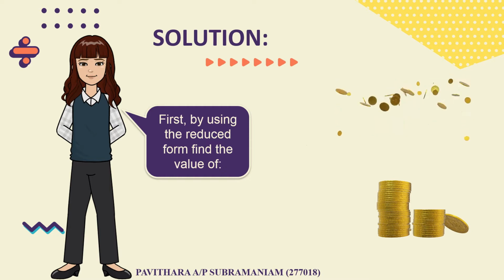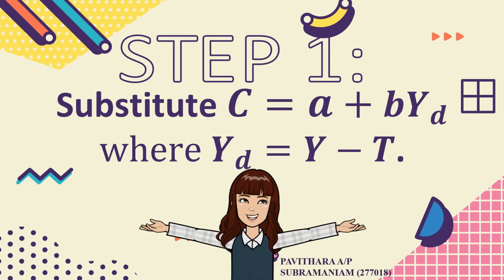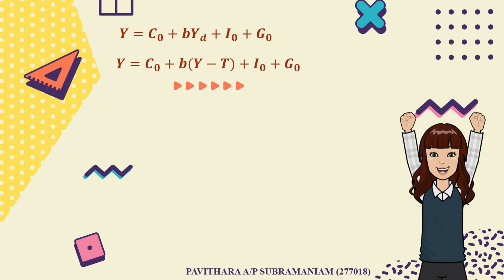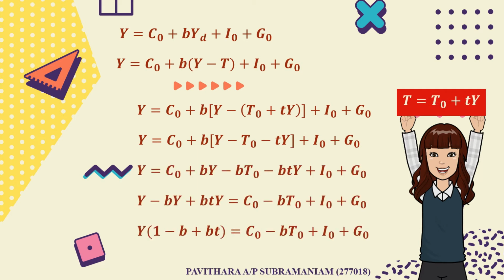First, by using the reduced form way, we need to find the values of Y star, C star and T star. Step 1 is we need to substitute C with C null plus B YD, where YD is equal to Y minus T. So in the Y function, we substitute the C with C null plus B YD, and the YD we substitute with Y minus T, and we substitute the T with T null plus TY. And we find the solution for the functions by reducing the function.